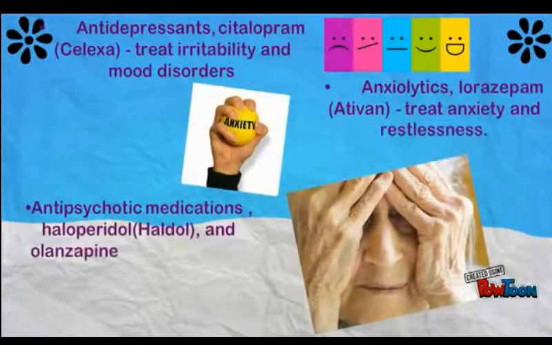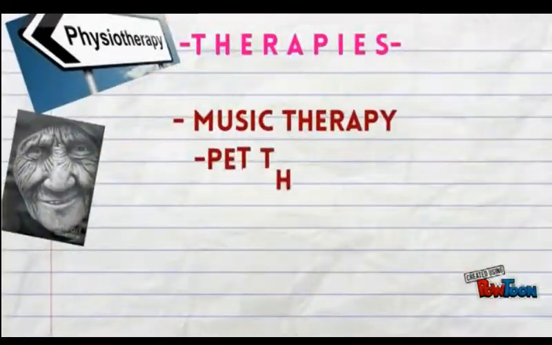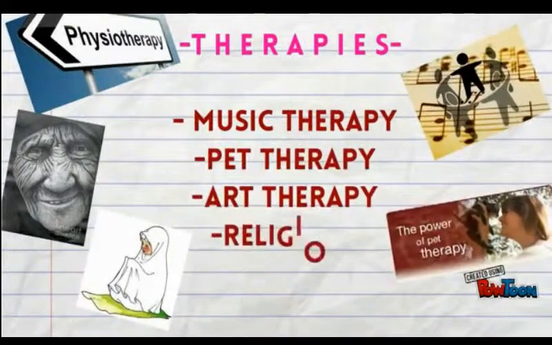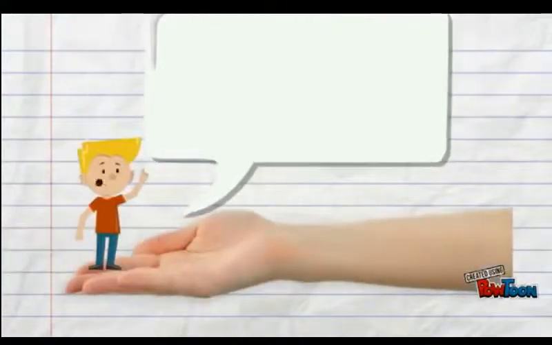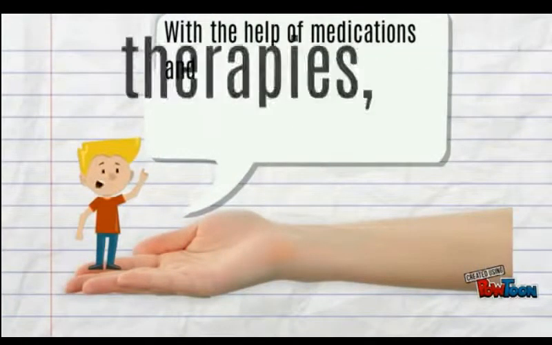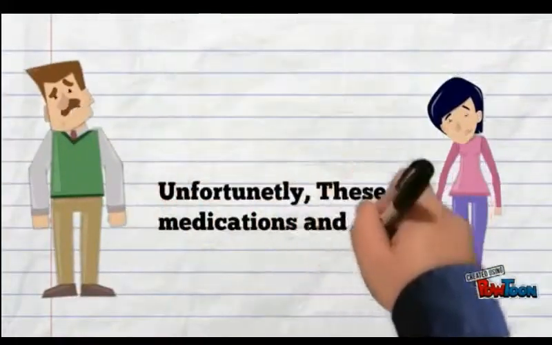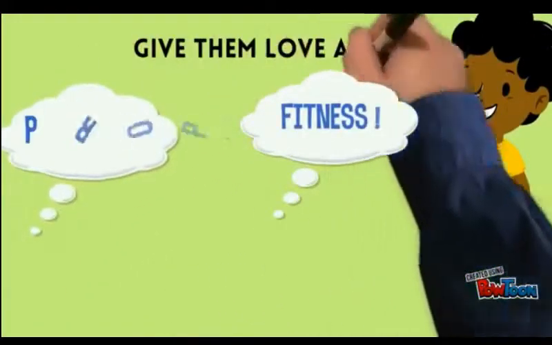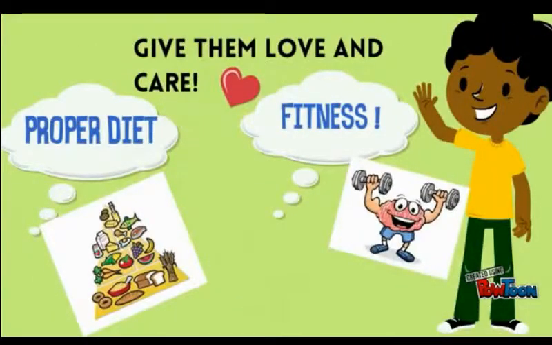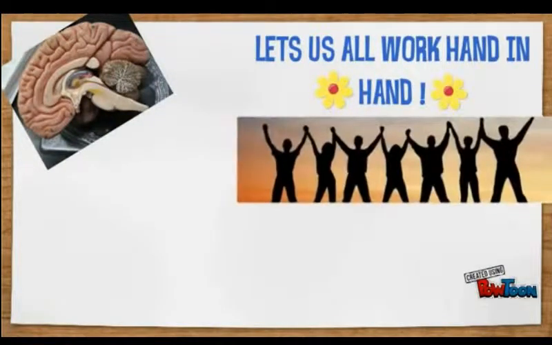These are some medications used to treat certain problems related to Alzheimer's. Therapies are also essential in the treatment. Medications and therapies only slow down the progression, but won't stop it. So give them what they most need, such as love. So, let us all work hand in hand for better health.